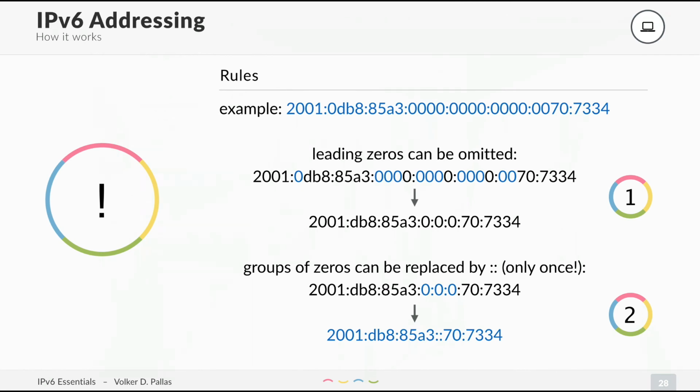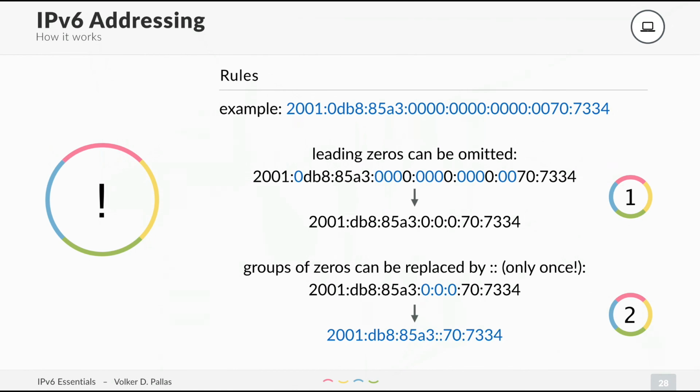And in step 2, you can use groups of zeros and replace them by double colon, but you can only do that once per address. Why? Because, just think about it, if you have 2 different groups at 2 different locations in the address, separated by double colon, which means there is any number of zeros in between, you never know. Is there 6 zeros in the beginning and only 12 at the end, or is it the other way around? You never know. So it has to be only once.